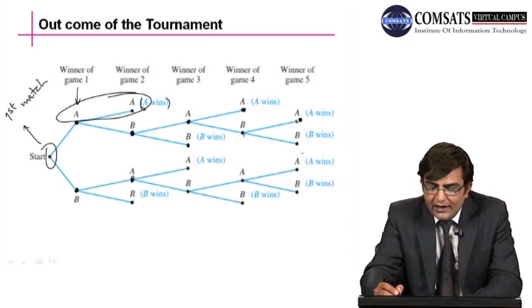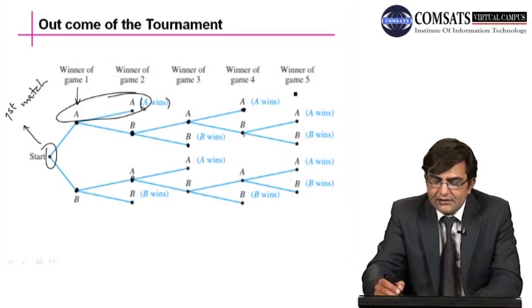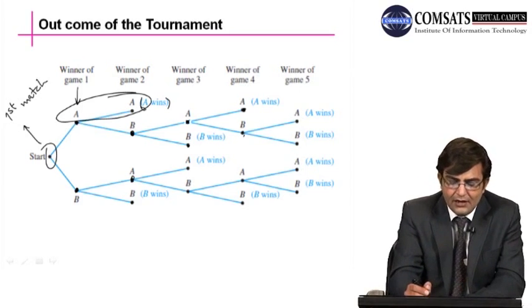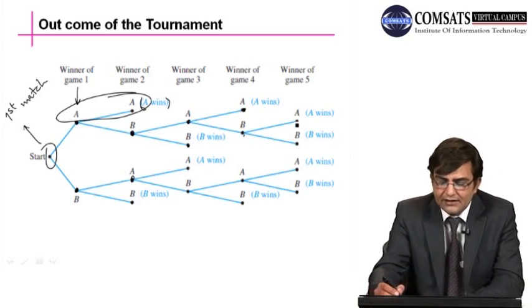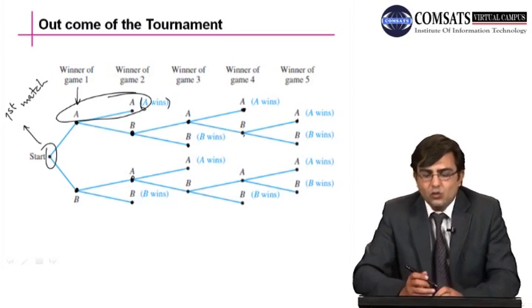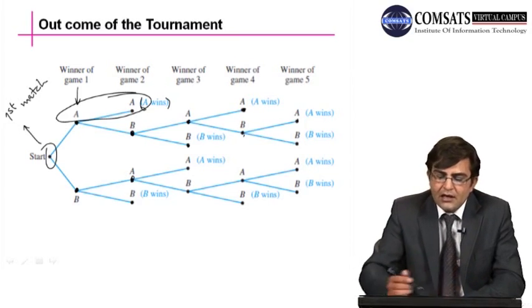Now if A is the winner, then in the series of 5 games here, A has won the 1st game, A has won the 3rd game, A has won the 5th game. So A has won 3 games out of 5 games. So A is the winner of the tournament.